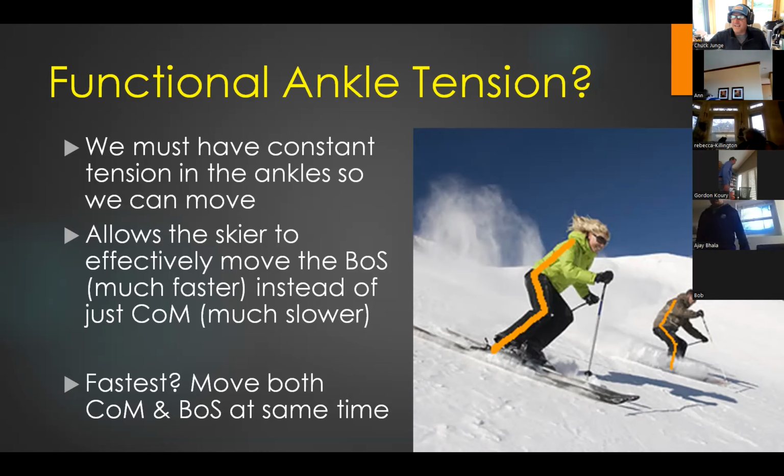So what that does is it illustrates how powerful our ability to use this ankle tension is in our skiing, how much of a requirement it is. It allows the skier to effectively move the base of support much faster instead of just the center of mass. So how do we move our center of mass? A lot of ways. How do our guests tend to move their center of mass? Shoulders first. Yeah, they don't use their ankles. They usually use their knees and hips, don't they?